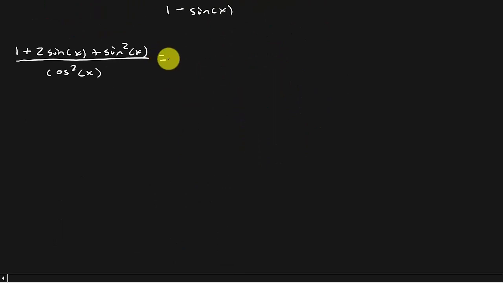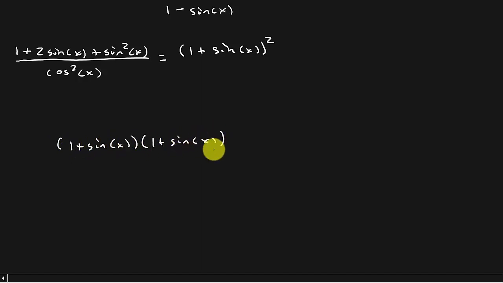So right off the bat, I notice the numerator will factor. That is 1 plus sine x squared. In other words, that's going to reduce to 1 plus sine x times 1 plus sine x, which is just 1 plus sine x squared.